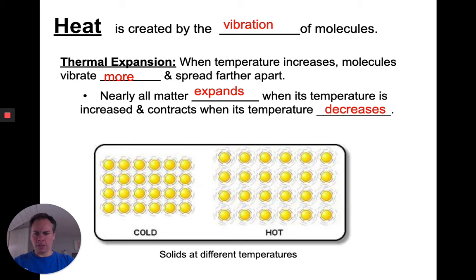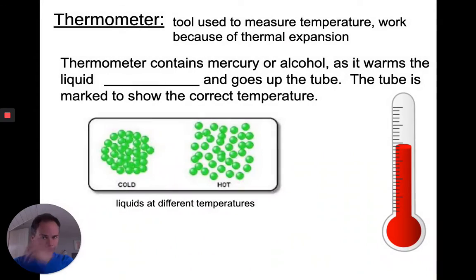Its volume increases or decreases with the temperature. So imagine a solid that's cold: the molecules are relatively close together. As we heat it up, the molecules move faster and they also expand. We talked about this a little bit in our density unit, because we said that as we heat up an object, typically the volume increases, but the mass stays the same, and that causes the density to decrease.